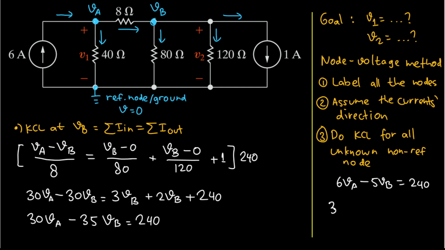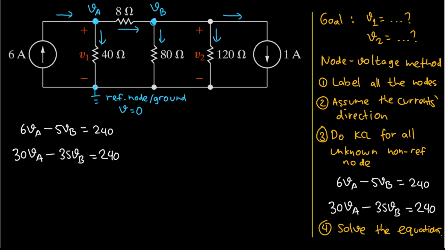So we will have 30 VA minus 35 VB is equal to 240. We have two equations and two variables. We need to solve them, which is exactly the fourth step. So we need to solve the equations. Okay, let's clean this up first. Okay, now we have two equations with two variables, and I will do high school math to solve this, right?